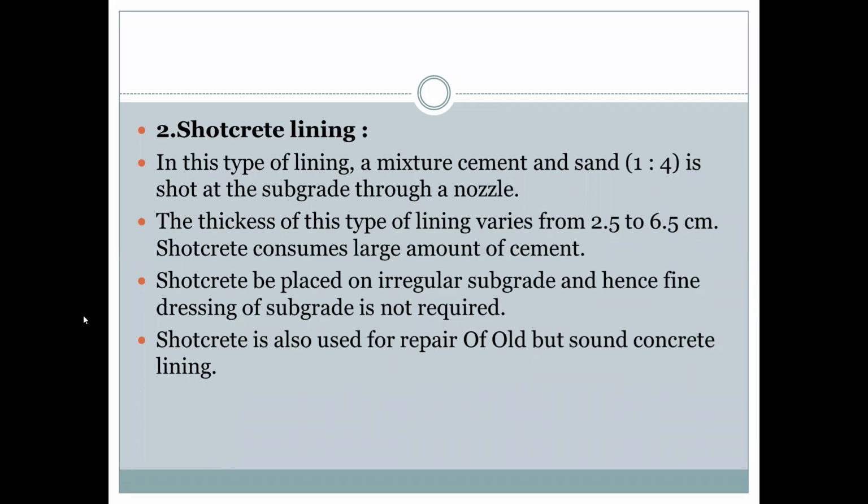The shotcrete is also used for repair of old but sound concrete lining. The shotcrete is for repairing the previous concrete layer which was laid. So to repair the old concrete, this shotcrete technique is used. Also, it is used for repairing old canal structures. This is called shotcrete lining.